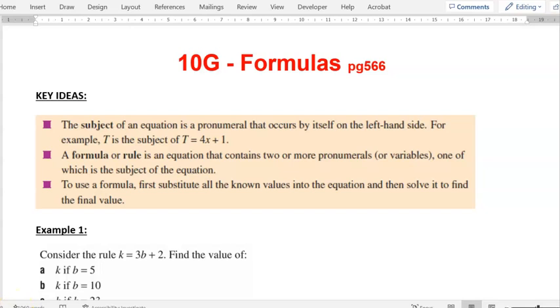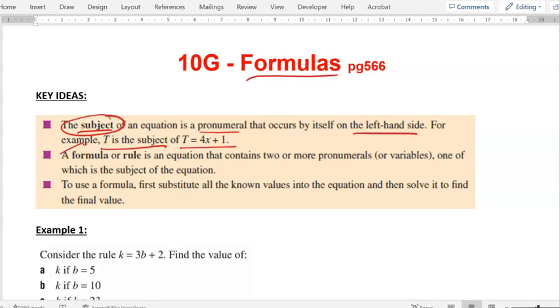Okay, folks, so I've mentioned to you before that you can have something like x equals 3 or 3 equals x in an equation. That's the same thing. It doesn't really matter which one's on the left or on the right. But now when we're getting into formulas, we want to think of whatever is on the left-hand side as the subject. So the pronumeral that's on the left-hand side, in this example, t, is going to be the subject of our formula. So in this case, t equals 4x plus 1. T is the subject.